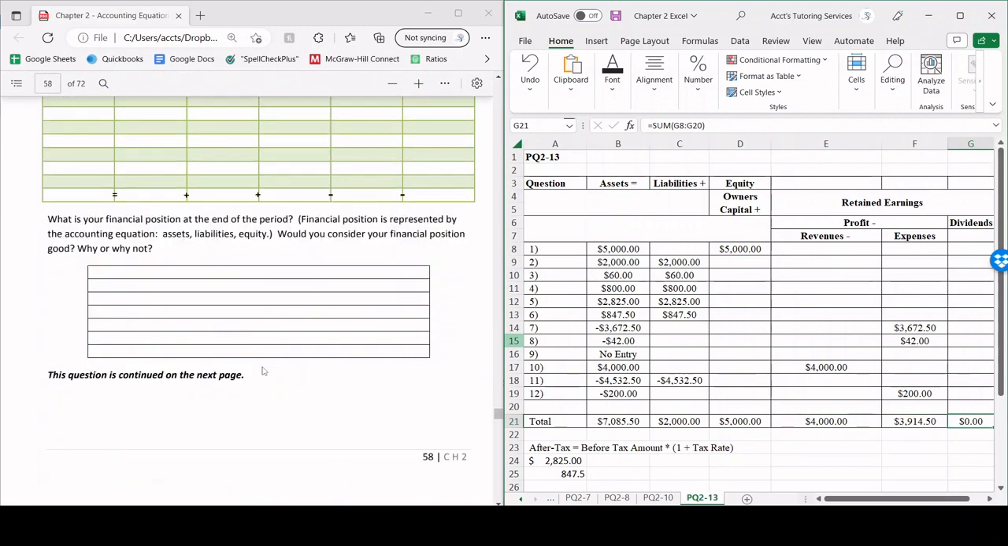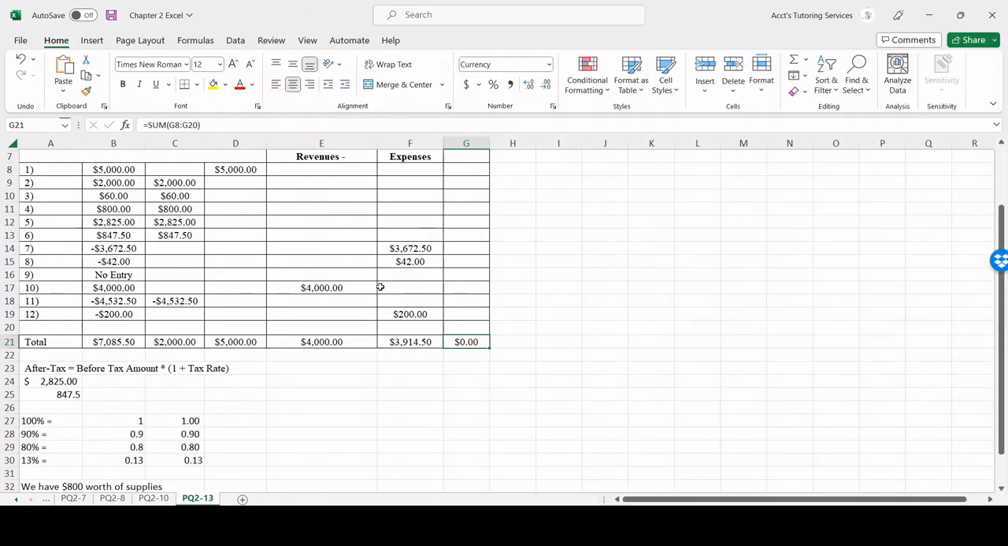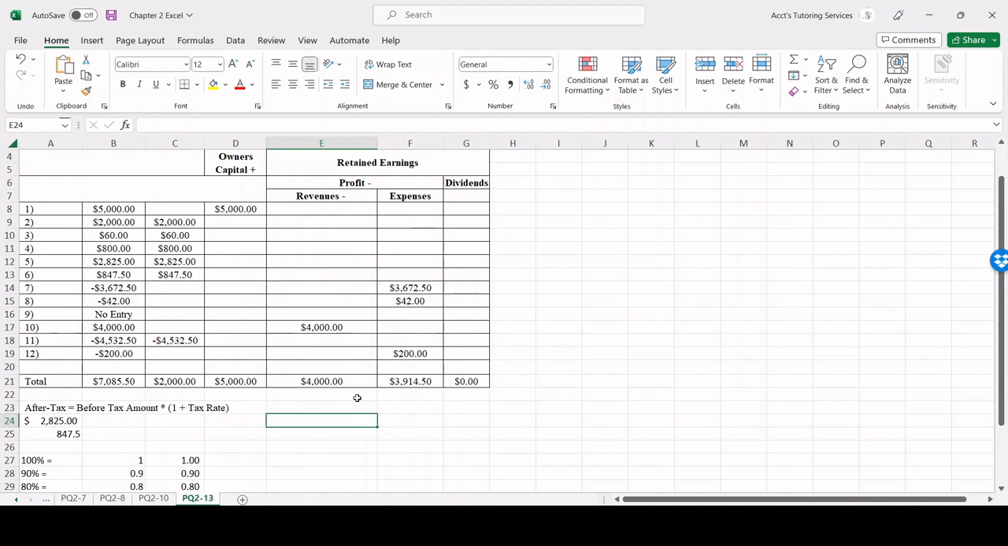Next, what is your financial position at the end of the period? In this case, let's actually run the formulas through and calculate the accounting equation. So first, let's start off with profit. Remember, profit is a product of revenues minus expenses. Our total revenues is 4,000. Our total expenses is 3,914.5. So our profit is 85.5.